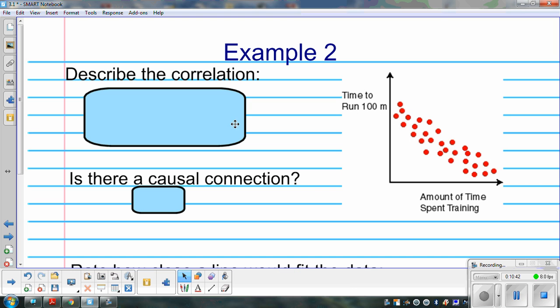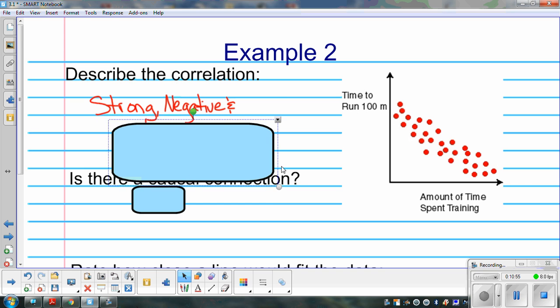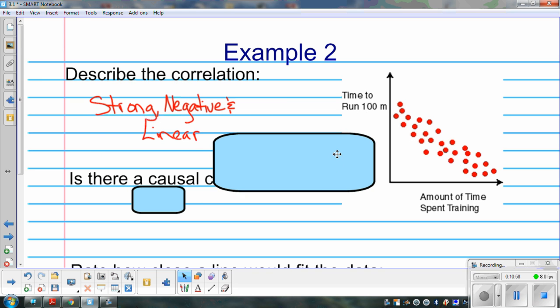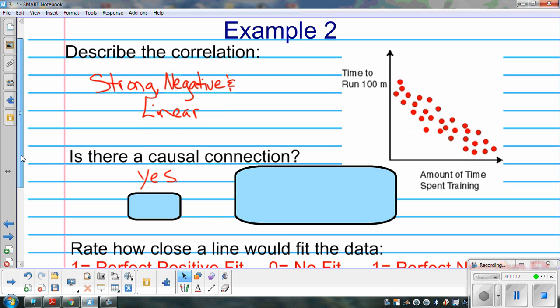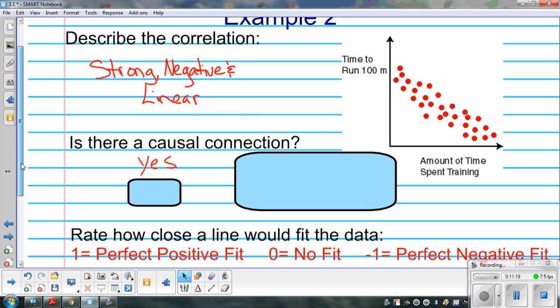So let's describe it. We know that it's negative because it's going down, and it's linear. It'd be a straight line for the line of best fit. Do you think it is strong or weak? I would go with that it is strong, negative, and linear. I would say strong because even though there's a lot of points, they're all fairly close together. And then the next question: is there a causal connection? Does the amount of time spent training increasing cause your time to decrease? I would say yes. The more time you train, hopefully your time improves and gets lower.